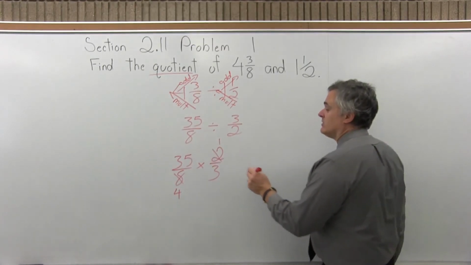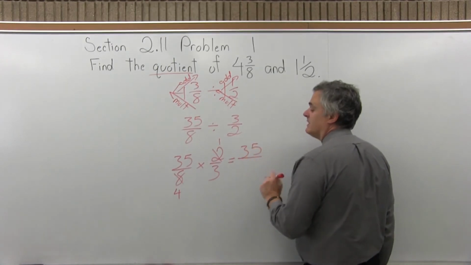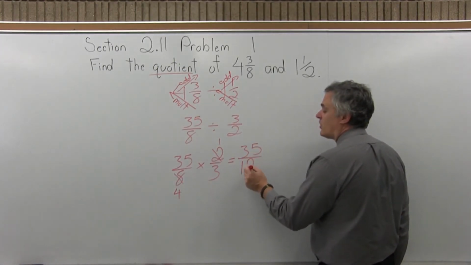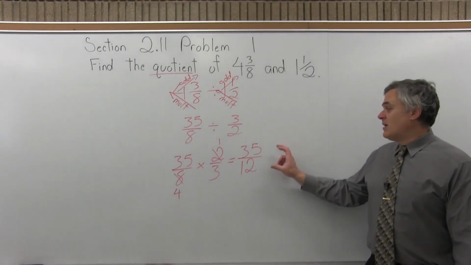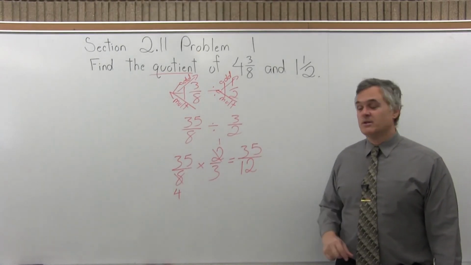So now for the numerators, I have 35 times 1. 35 times 1 is 35. And in the denominator, I have 4 times 3. 4 times 3 is 12. So the answer is 35 over 12. Now, some math teachers are fine leaving a larger numerator than a denominator. That's called an improper fraction.